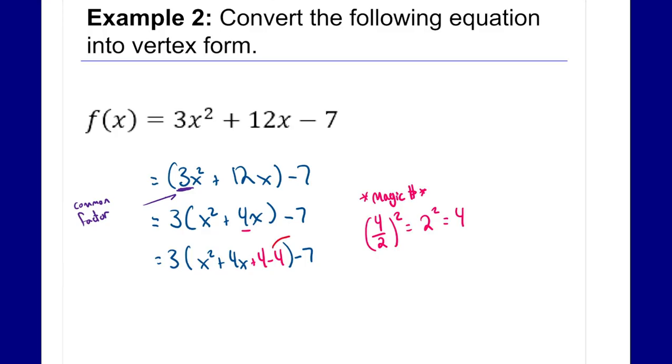And the next step then is to move that negative 4 to the outside. However, it's a little different here because we have this a value of 3. So when I move the negative 4 out, I need to multiply it by the a value, or I need to multiply it by 3. So what that means is that when I rewrite this, the minus 4 actually becomes minus 12 on the outside, right? Because I had to reapply that factor of 3 that I took out.